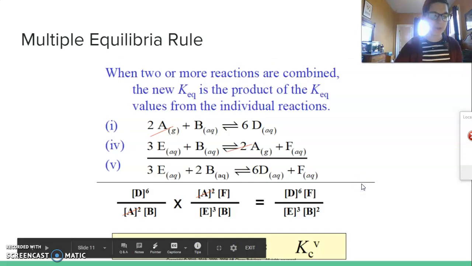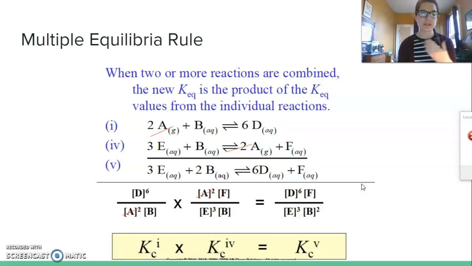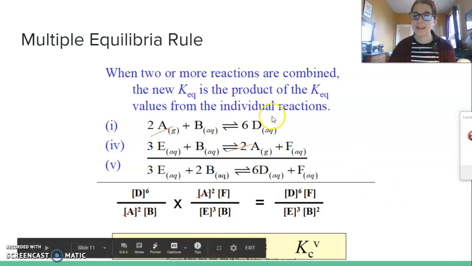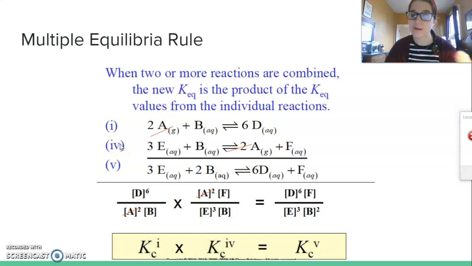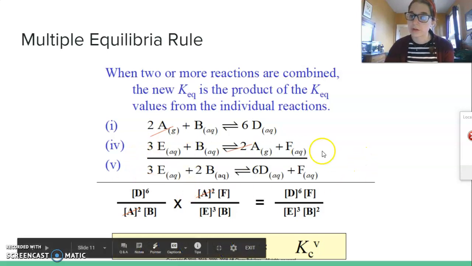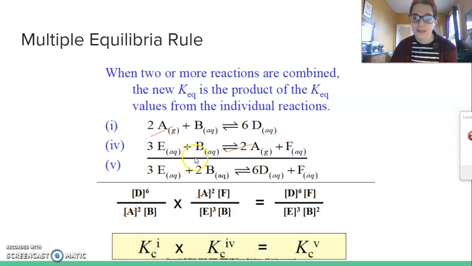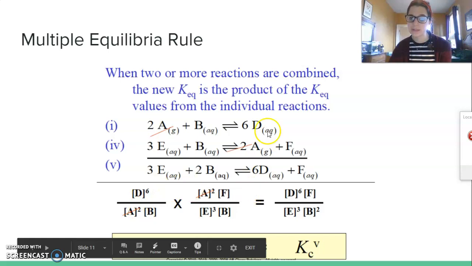Okay, and finally we have the multiple equilibria rule. So when 2 or more reactions are combined, the new K equilibrium is the product of the K equilibrium values from the individual reactions. So if we find the KEQ expressions for reaction 1 and 4 and multiply them, we get the KEQ, Kc in this case, expression for the overall reaction. Here we have A kind of working as a catalyst, so they end up canceling out in those equations. But this here is the first Kc expression for 1.